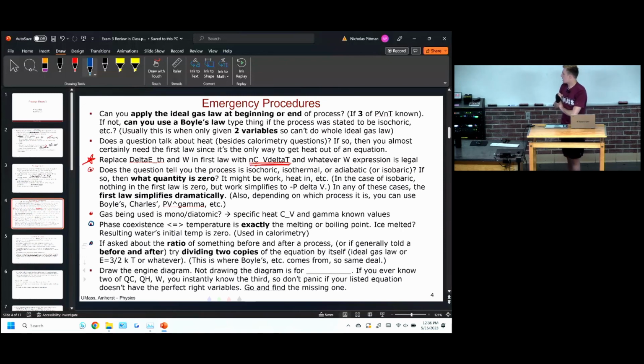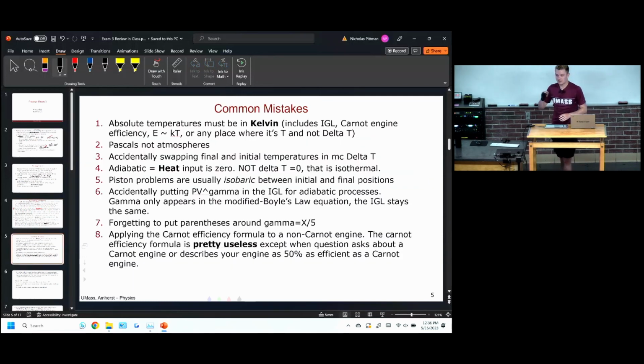The second to last slide is again just saying try taking a ratio of the relevant equations if you were asked about the before and after of a process. And the last one, I actually used my one blank on the slide for something that I think everyone already understands. If you don't draw the engine diagram, that is a play that's for suckers. So don't do that, draw the engine diagram. Again, copy these down from the slides afterwards onto your equation sheets.